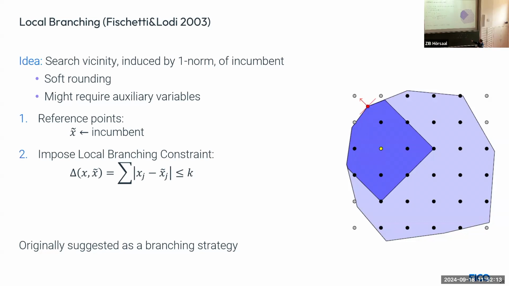Trivial to linearize for binaries, a bit more involved for general integers, solve the resulting submip.